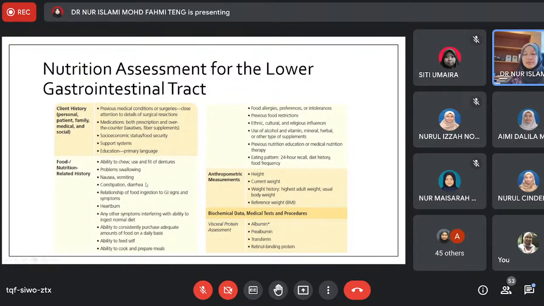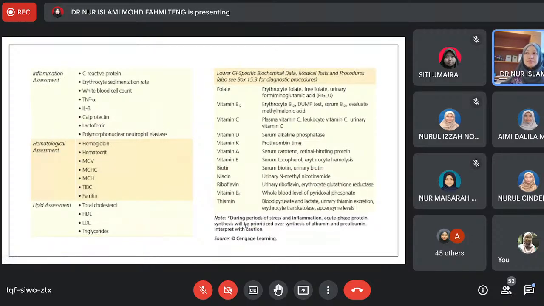And we can also look at the biochemical data, medical tests and procedures, and we can do measurement on visceral protein assessment as well. Other assessments include inflammation assessment, hematological assessment, lipid assessment, and lower GI specific biochemical data. These are all the nutrients that may be involved, because they may relate to the lower GI disorder. There are many, so I'm not going into details on each of the indicators here.